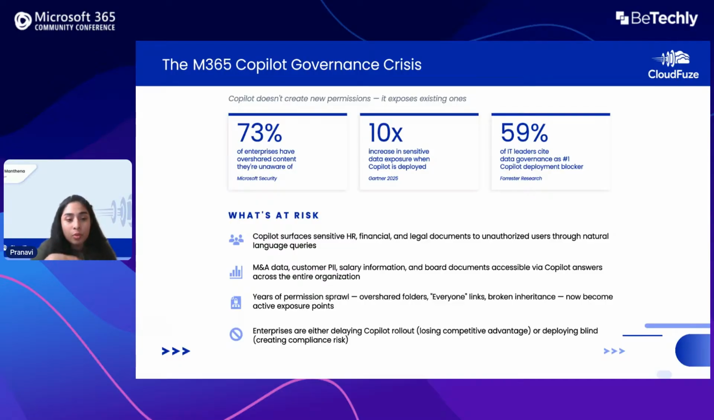Years of overshared folders, anybody-can-access links, some broken inheritance chains. These weren't necessarily mistakes as such. They just accumulate over time. So now they're active exposure points the moment AI enters the picture. So the question becomes, how do you get your M365 environment Copilot ready? And how do you do it fast enough to realize the value of AI?